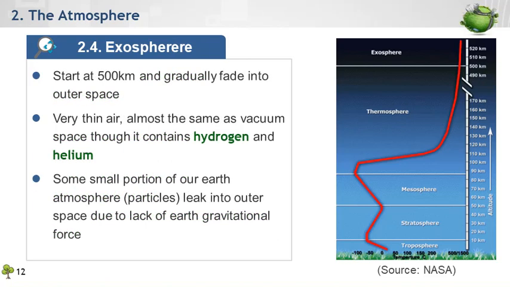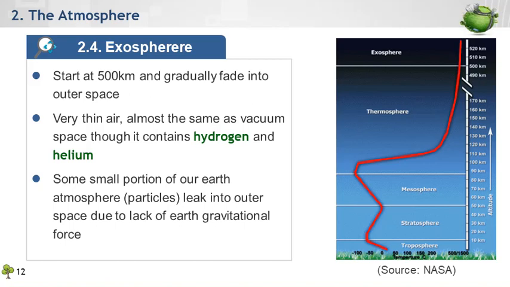The uppermost of the Earth's atmospheric layers is called the exosphere. It lies from about 500 km above ground upward and gradually fades into the outer space of the Earth. The air in this layer is very thin as it contains only hydrogen and helium.